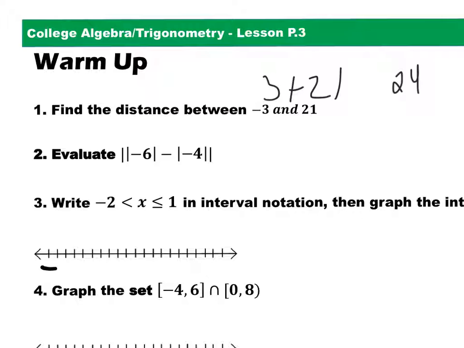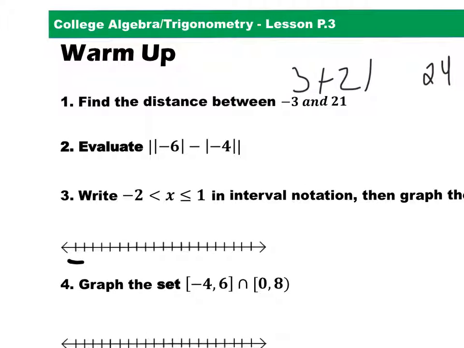So how far are these two numbers really apart? 24. Okay, good. If I was going to evaluate this, look, there's just a lot of absolute values, but that's okay. Work from inside out. So I have, what's the absolute value of 6? 6 minus the absolute value of 4. So what's the absolute value of 6 minus 4? 2. There you go. Good.